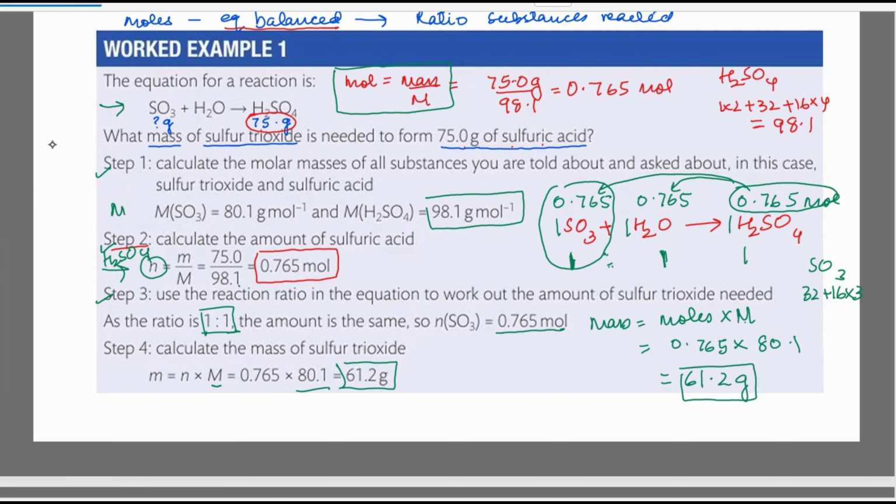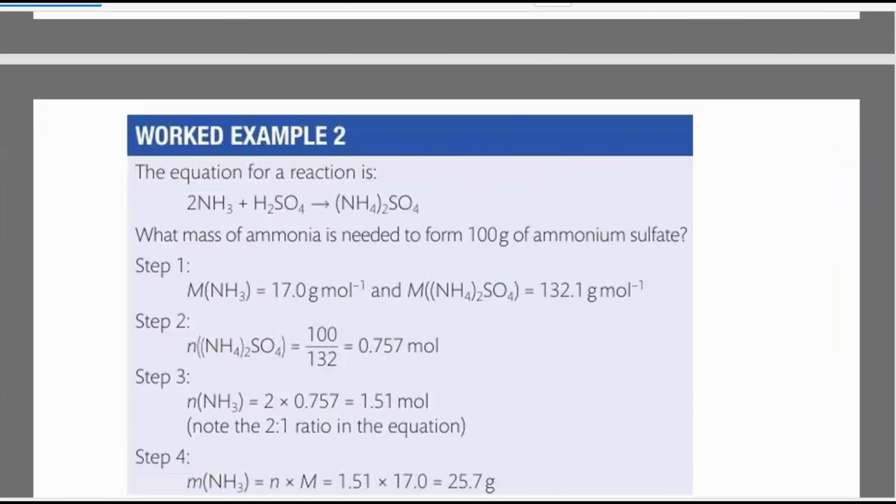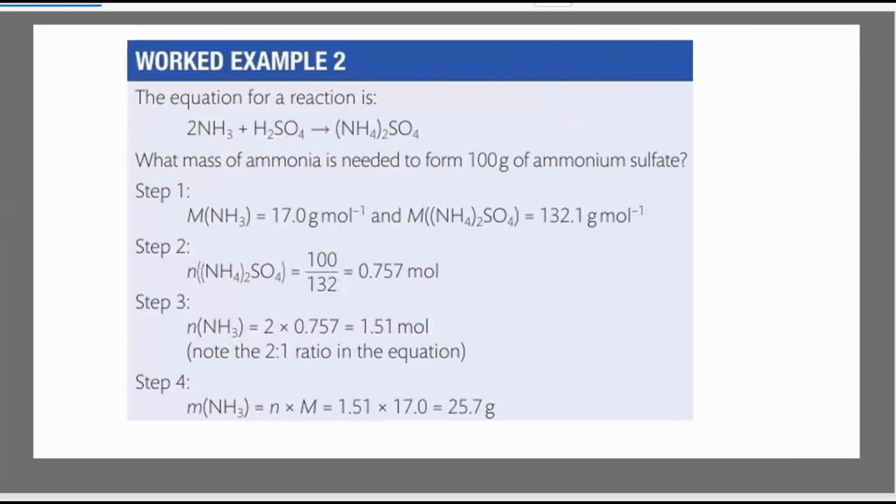Is this working clear to everyone? Have you copied? Can we move on to the next question? Okay, good. Now we are moving on to the next worked example. After doing the worked example, I'm going to give you an exercise to calculate the answer yourself, and then I'll discuss your concerns. Okay, worked example 2.